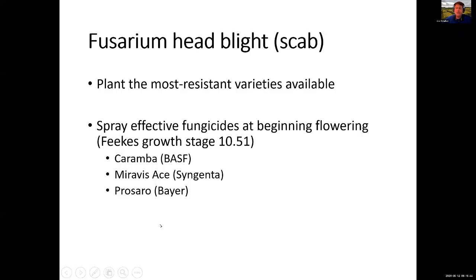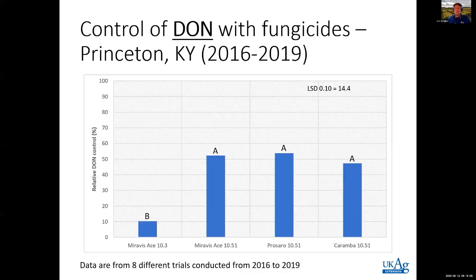And then finally, fungicides are the other key to this, and spraying at the right timing is important. We've got some different choices there. Caramba, Miravis Ace, and Prosaro all seem to be the most effective in managing this disease. And just to show you one quick data slide here, this is looking at control of DON, the vomitoxin in harvested grain from trials I've conducted here in Princeton from 2016 to 2019. In this case, the higher the bar, the better level of control that we got of DON. So this is all relative to our untreated check.